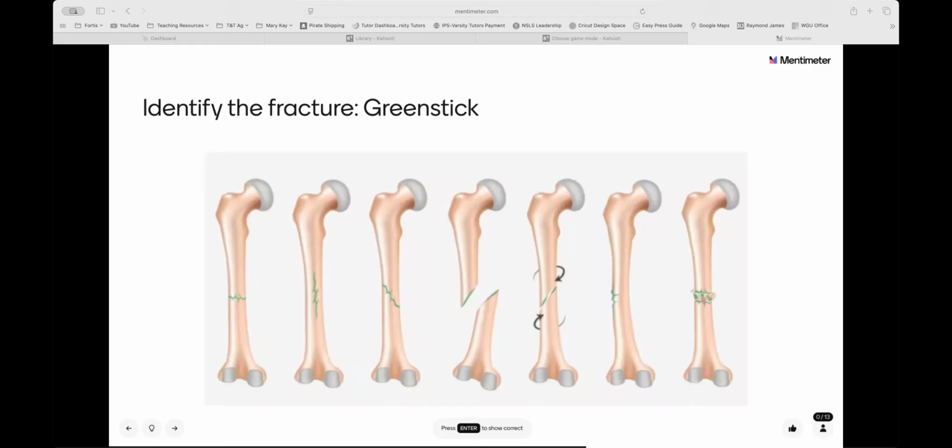And I am looking at lots of ceilings, so double check your cameras after you've made your selection here. You said a sprain. So we're looking for a green stick fracture. So which of those is going to be that green stick fracture? Just click on that picture.